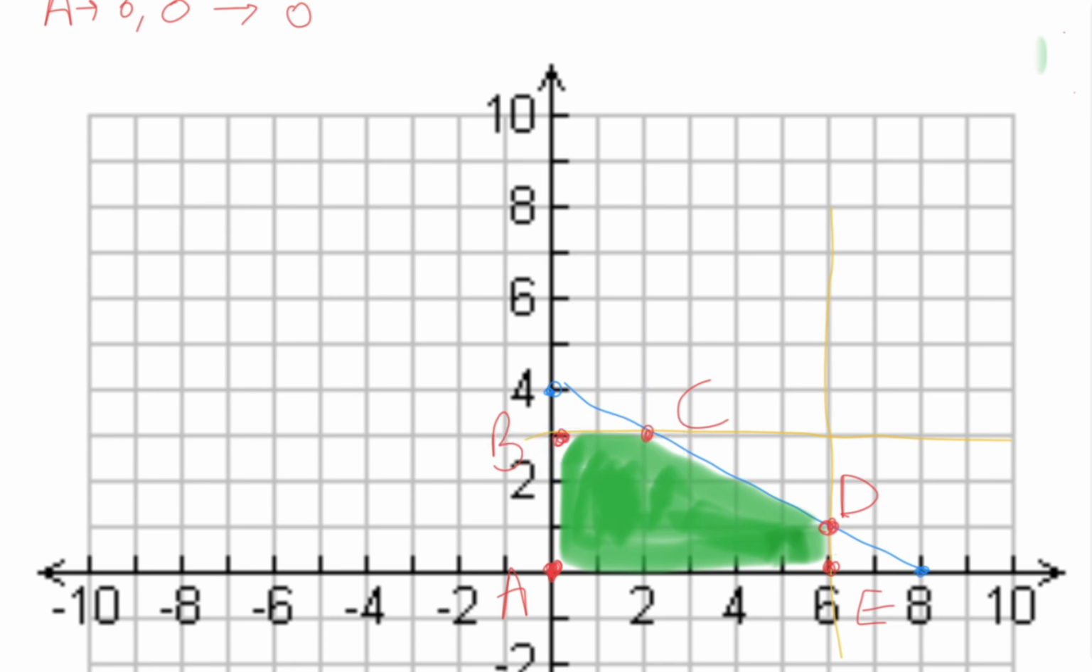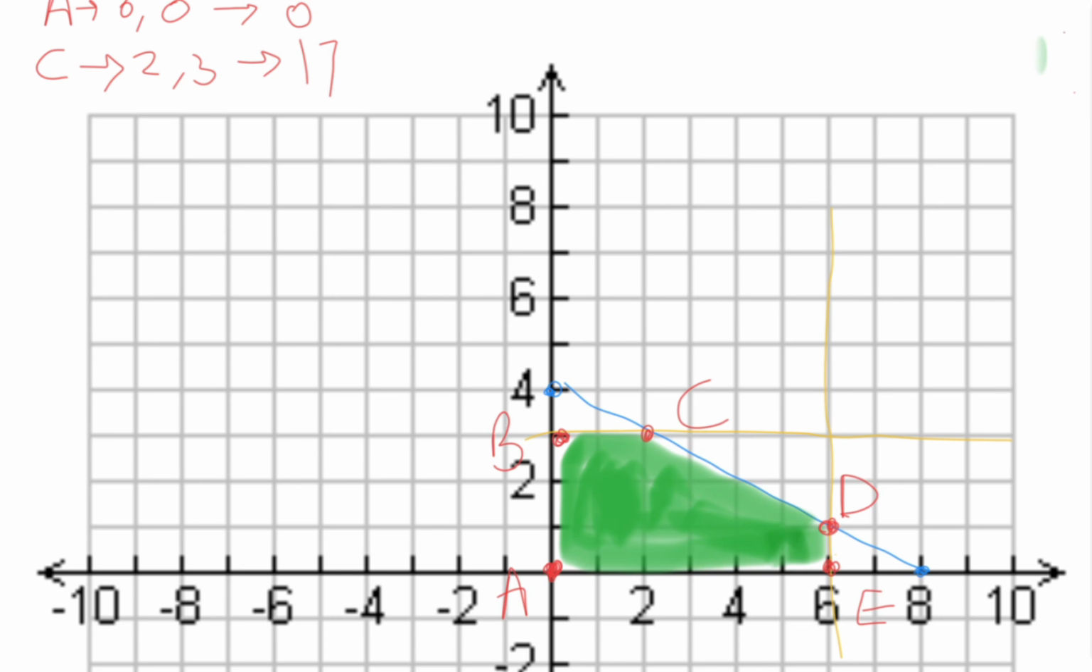Let's calculate the profit at point C. At point C, it comes out to be 2, 3. Plugging this in the profit equation, 4x1 plus 3x2, we get 4 2s are 8, plus 3 3s are 9. 8 and 9 would give us 17.